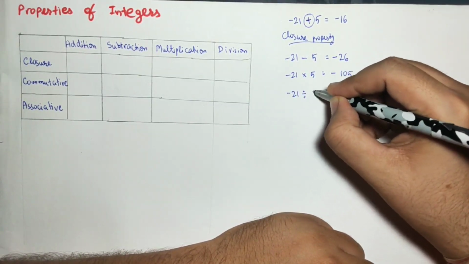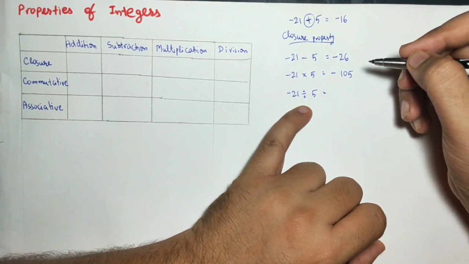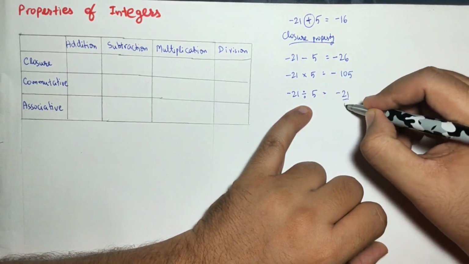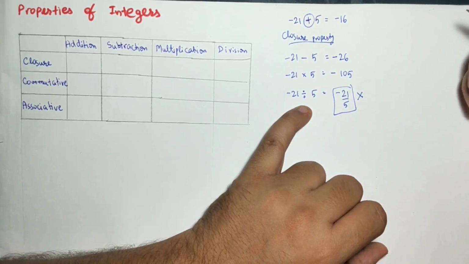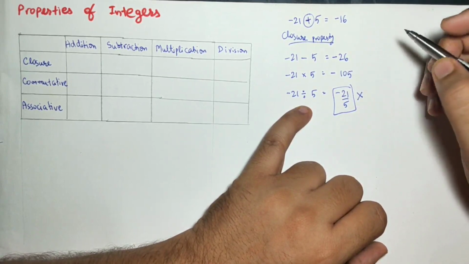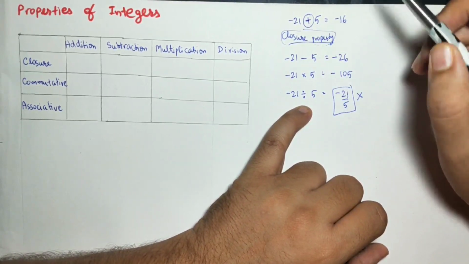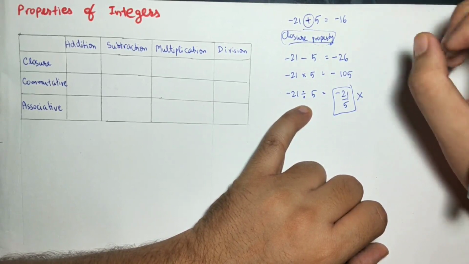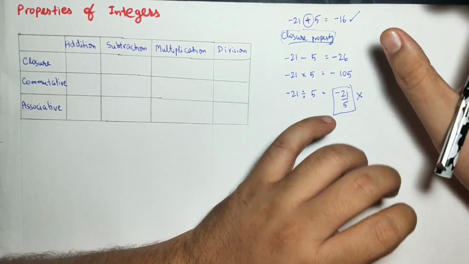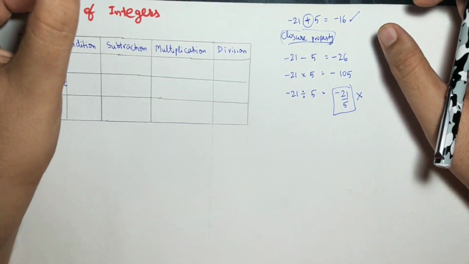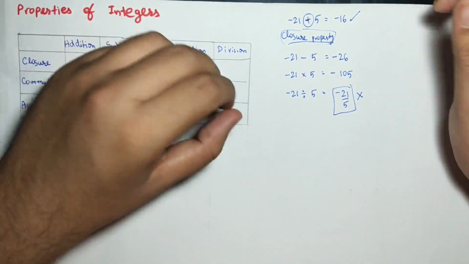If I divide them, they are not properly divisible. So this will remain an improper fraction. This improper fraction is not an integer. So what we have learned now is that closure property holds true when two integers are added. What is closure property? You perform some function between two numbers and the answer you get is also an integer. That is meant by closure property.